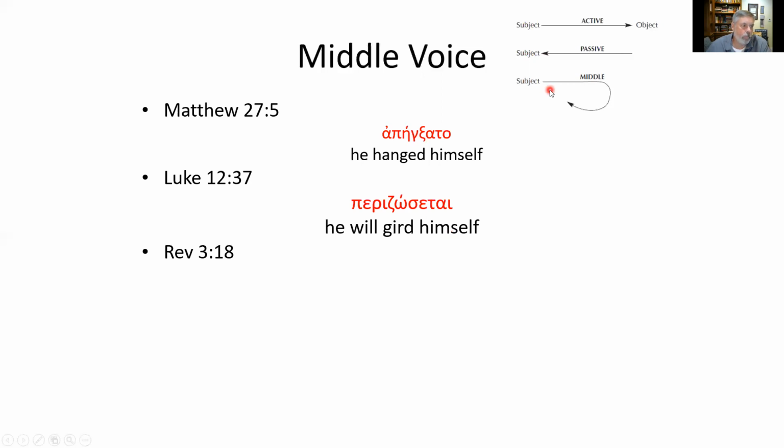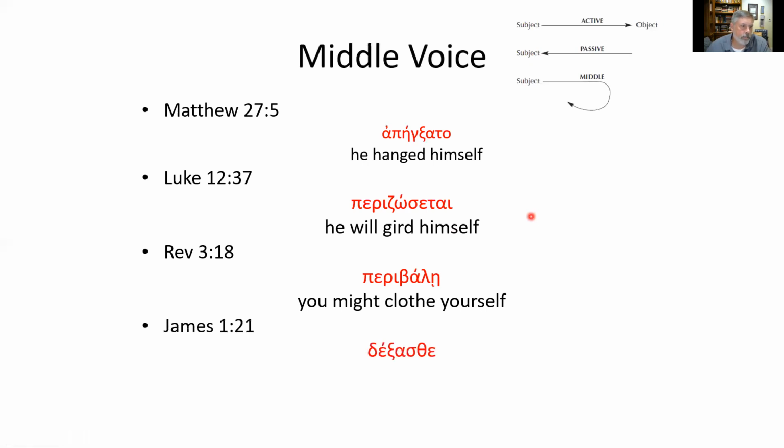Revelation 3:18. Peribalē, that you might clothe yourself. It's something that might be done. This is in a subjunctive mood, but we'll do that another day. Might clothe yourself, done to yourself. It is something the subject does and receives the benefit of. In James 1:21, dexasthe is receive for yourselves the implanted word. So obviously it's something the subject does, they receive, but they do it for themselves, the implanted word, and so they're getting the benefit of that.